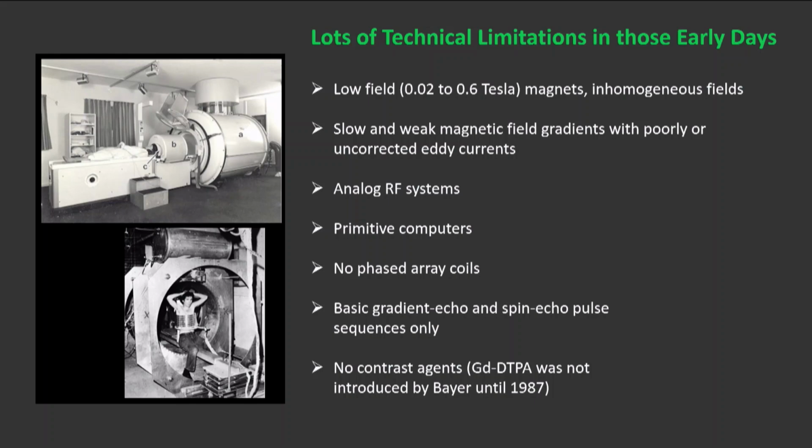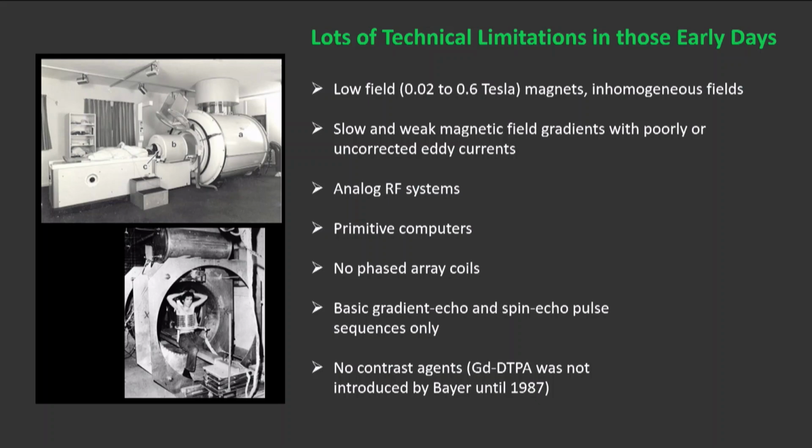Imaging was slow. I remember when I was at Mass General, it would take 5 minutes to acquire 1 slice through the brain. And the only time I ever got a really good image of a brain was when a patient died on the table. So we don't want that happening anymore.